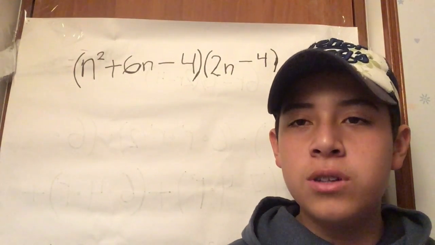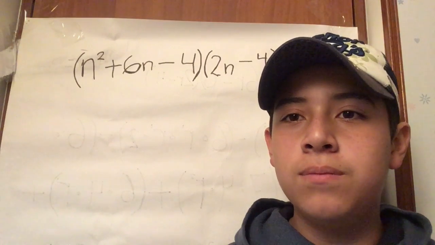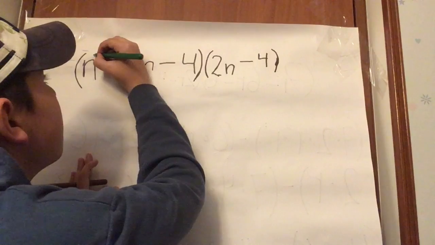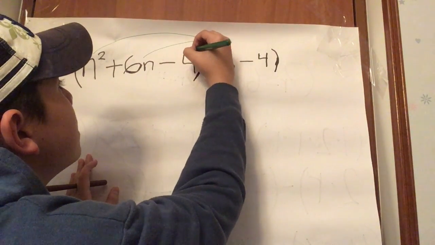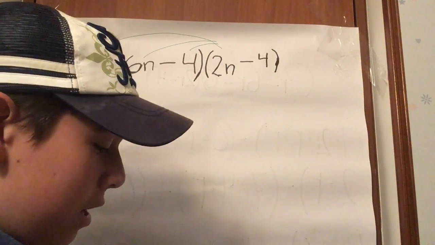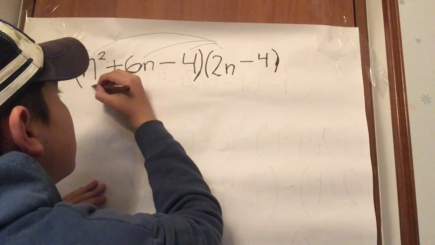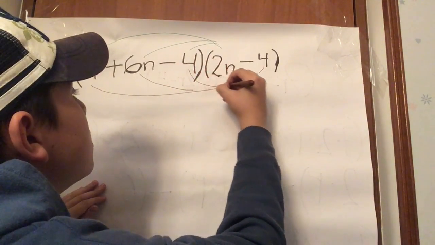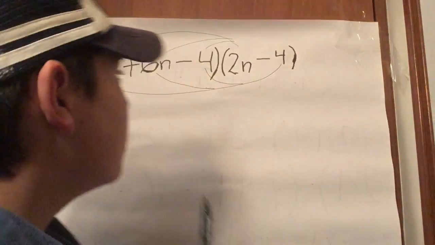This is the other multiplication. So at first we have to do distributive property. So this times this, this times this, and this times this. And then do distributive property with the 4. This times this times this, and this times this. So we multiply all.